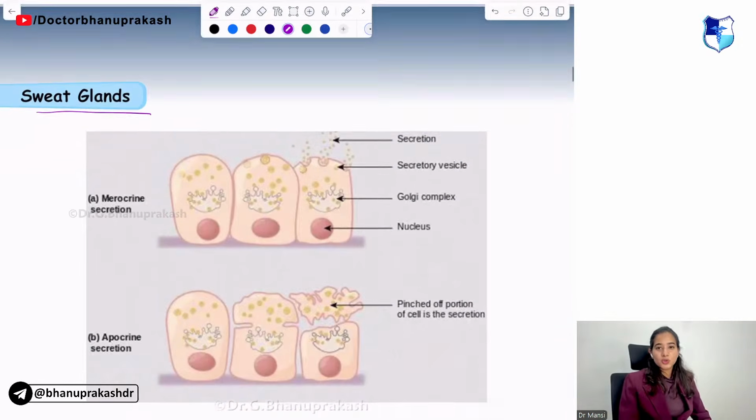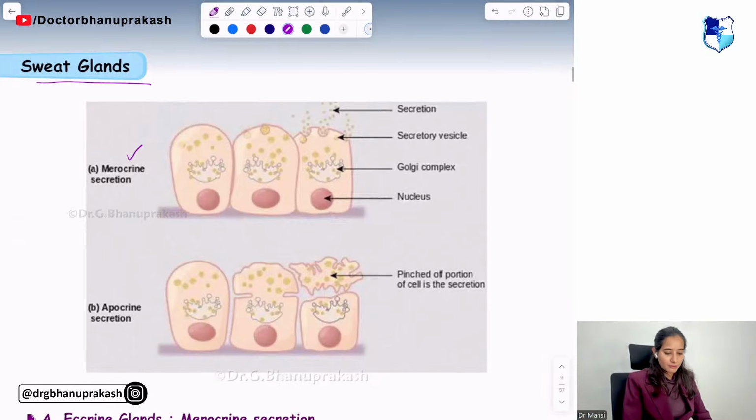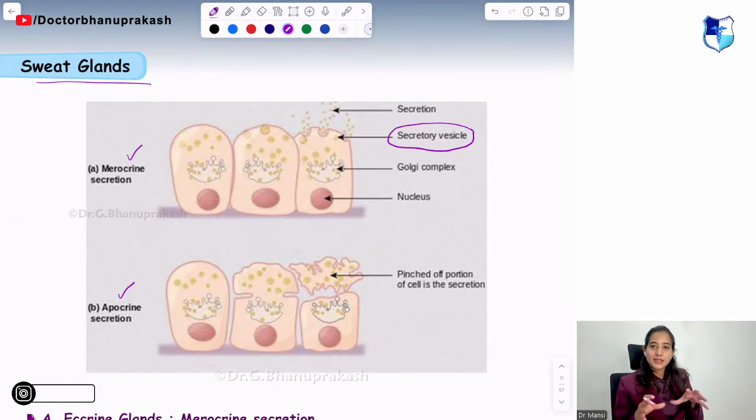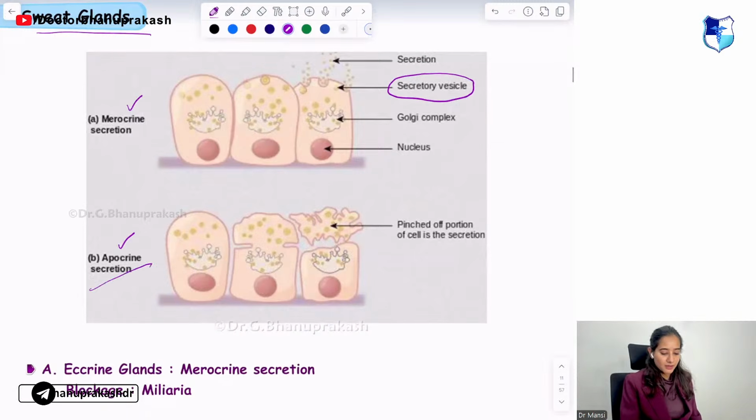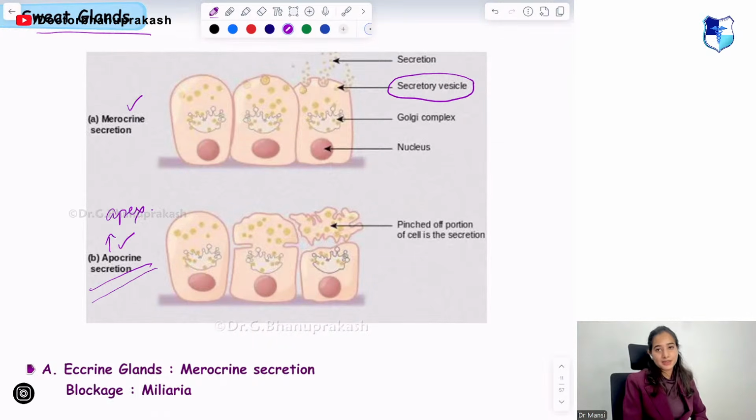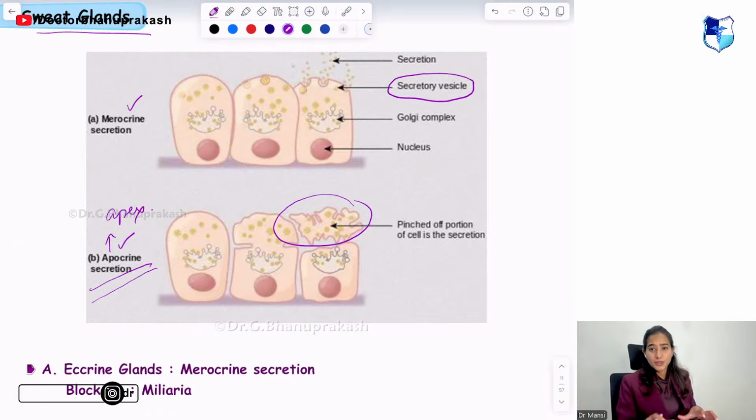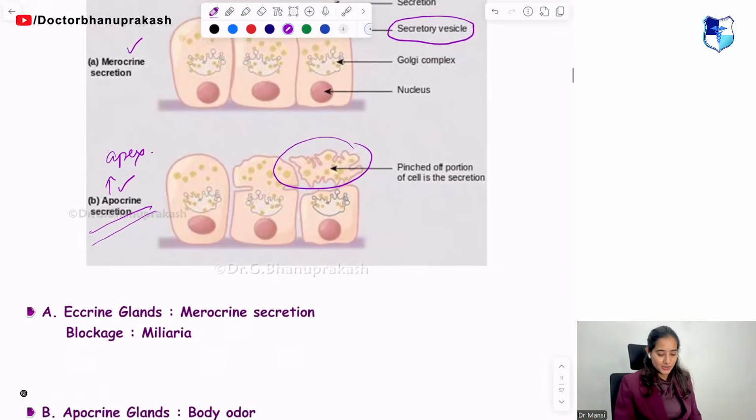And now we move to sweat glands and their disorders. We have merocrine, which has eccrine secretion, and we have apocrine. When we talk about merocrine, there is a secretion of vesicles. Secretory vesicles secrete their secretions, but the cell remains intact. On the other hand, when we talk about apocrine, this apo word is for apex. So you can see the entire apical portion gets pinched off, and that is how it is going to secrete its secretion.